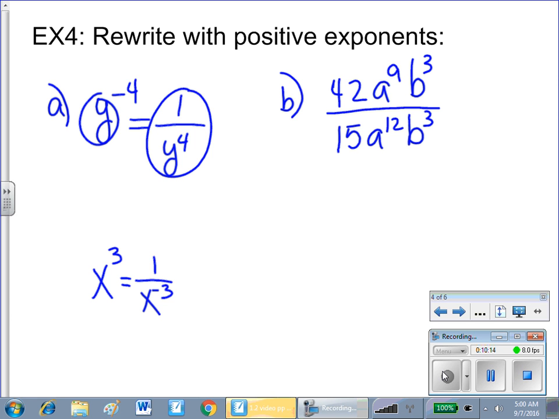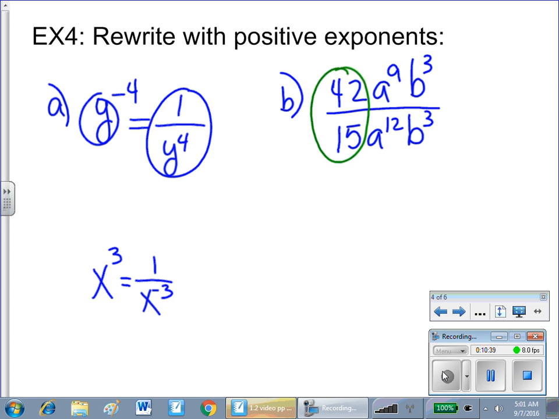But we want to write it with positive exponents. So let's get started. First thing we're going to do is look at the 42 and the 15 because we can divide those. There's a few ways you can do this. You can divide 42 and 15 by a number that is a factor of both of them, or you can use your calculator. Your calculator is very good at helping you with this.